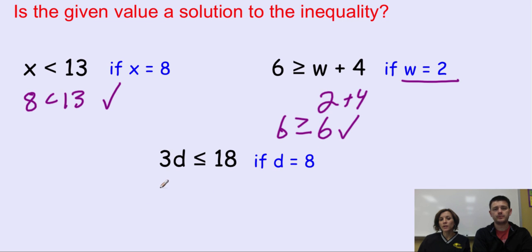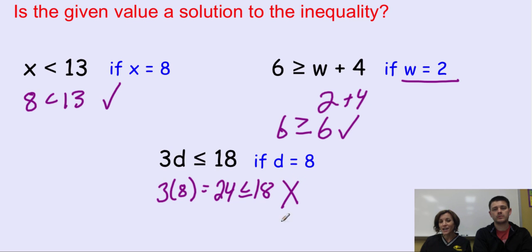If d is 8, we're going to go ahead and put the 8 in for d. So the product of 3 and 8 is less than or equal to 18 would be 24 is less than or equal to 18, and that answer is not a solution. So we have to see your work and how you plugged it in, found your value, and then told us whether or not that makes a true statement or not.